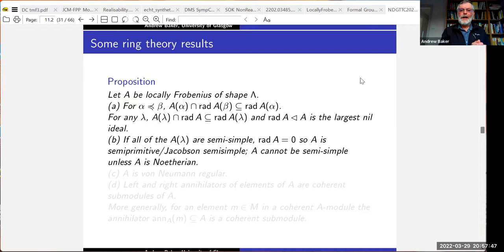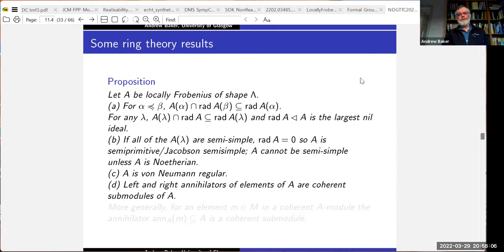So if it's not Noetherian, it's never going to be semi-simple, right? But it has this radical being zero condition, which is sometimes useful for that kind of thing. It's always von Neumann regular.